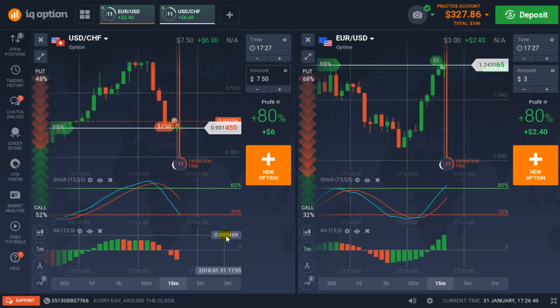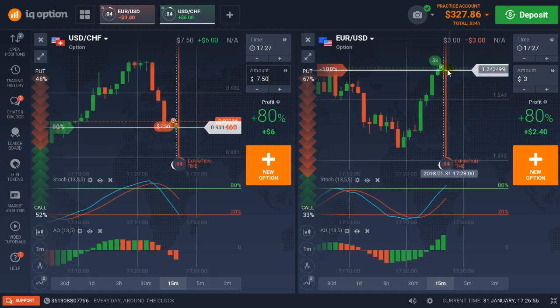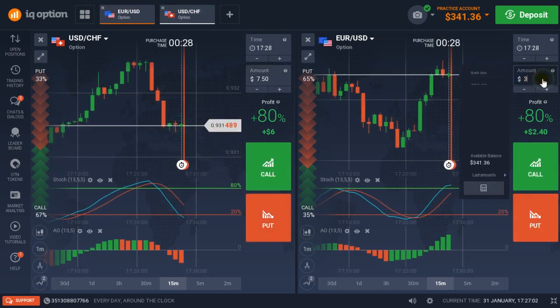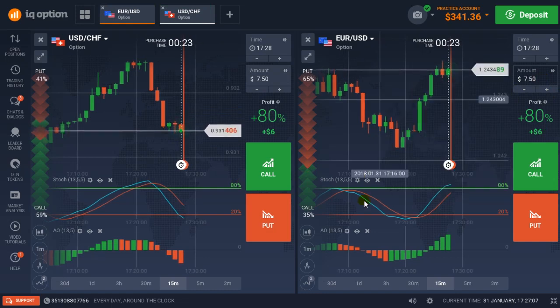So at this moment, I'm probably going to get a winning trade here on the left, and I don't know if I'm going to get a winning trade on the right. So let's wait to see. Okay, winning trade on the left. I didn't get a winning trade on the right, so I multiply it by 2.5, and I wait.